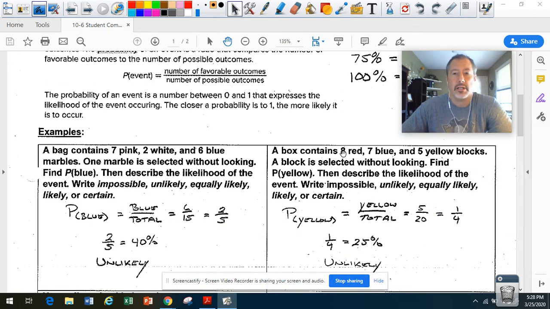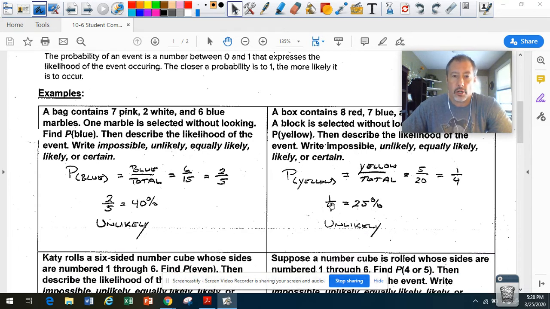So let's look here at the next one. It says a box contains 8 red, 7 blue, and 5 yellow blocks. A block is selected without looking. Find the probability of picking a yellow. Then describe the likelihood of the event. Is it impossible, unlikely, equally likely, likely, or certain?